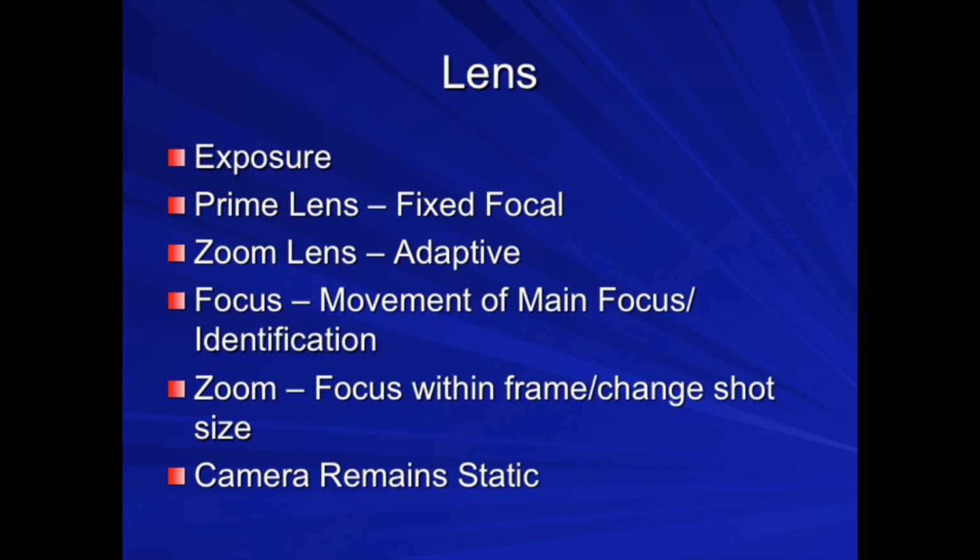In terms of moving the lens, the camera constantly remains static. So in terms of pulling focus or zooming in and out, it's still a static camera. So there is movement in the shot, but the camera doesn't move at all. If we move on to some other explanations of how the camera moves, we can look at terms such as pan, tilt, track, crane, and dolly.